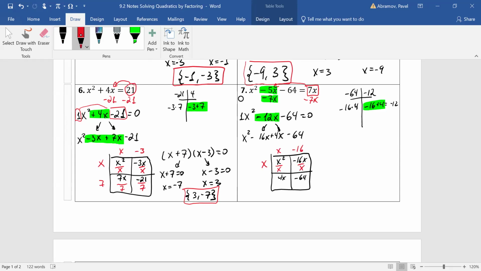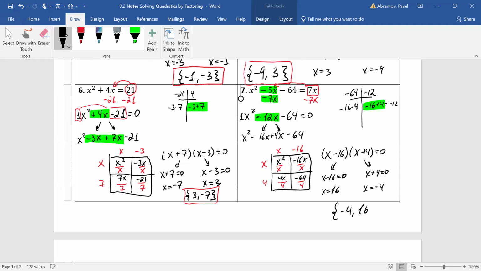In the second row, the common factor is 4. Divide everything by 4, and that will work out. Therefore, we get x minus 16 times x plus 4 equals 0. From here, we set each factor equal to 0. So x minus 16 equals 0, x plus 4 equals 0. Therefore, x equals positive 16, x equals negative 4. In the curly brackets, we can write it as negative 4 comma 16 as the set notation.